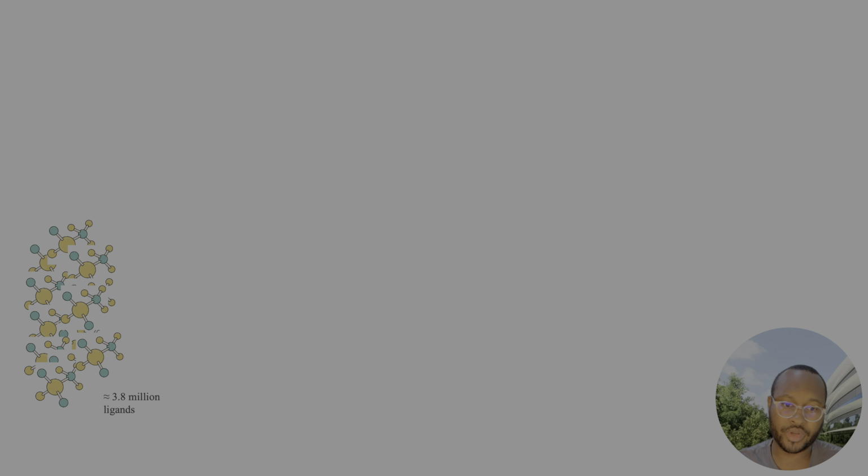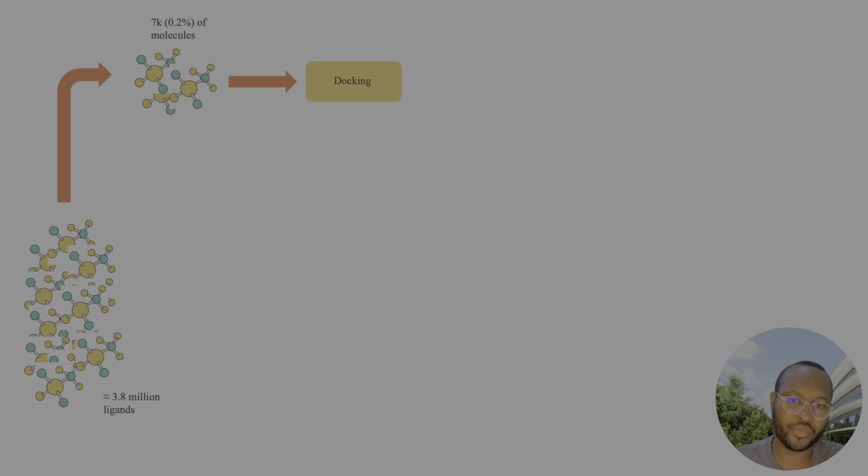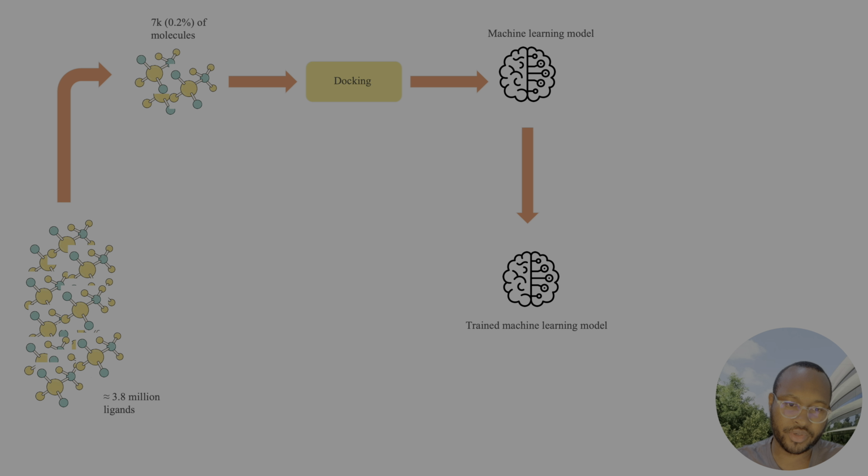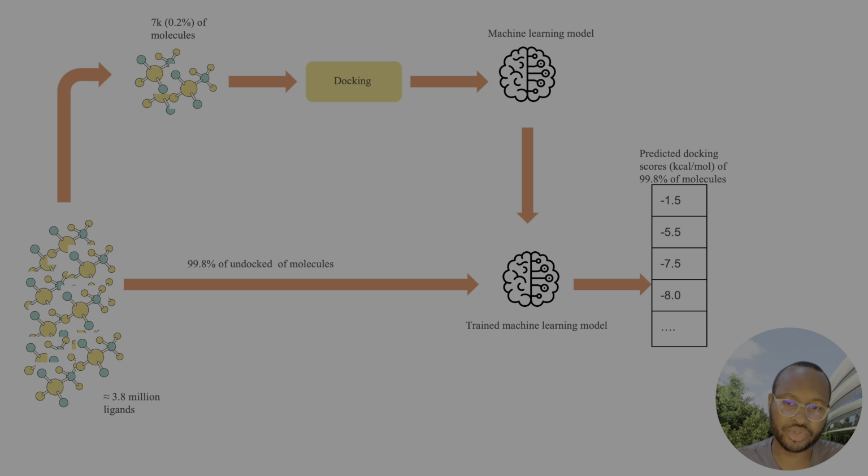So let's see how it works. First, let's say we have 3.8 million ligands. We select 7,000, which is 0.2%. We dock them and get the docking scores. We train a model on those docking scores, and we get the trained model. For the remaining 99.8% undocked molecules, we use the model for prediction, and the prediction can be done very fast. So let's talk about some important parts of the project.